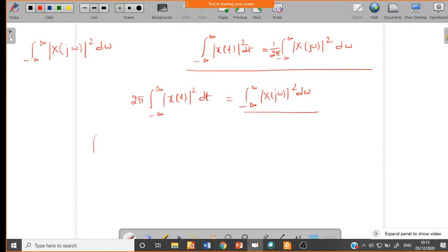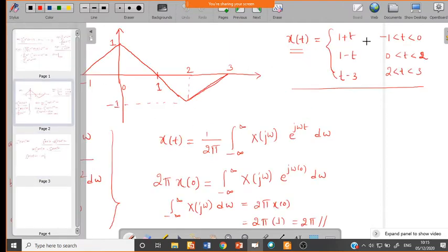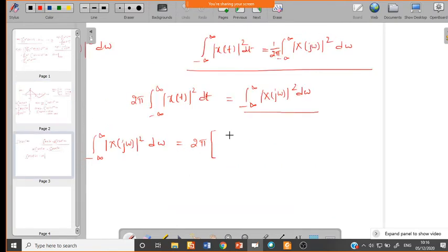So now compute that one, the integral from minus infinity to plus infinity of |X(j omega)| squared d omega, which is equal to 2 pi into, so now what are the values? Between minus 1 to 0 it is 1 plus t, between 0 to 2 it is 1 minus t, and between 2 to 3 it is t minus 3. So that you have to put it here.